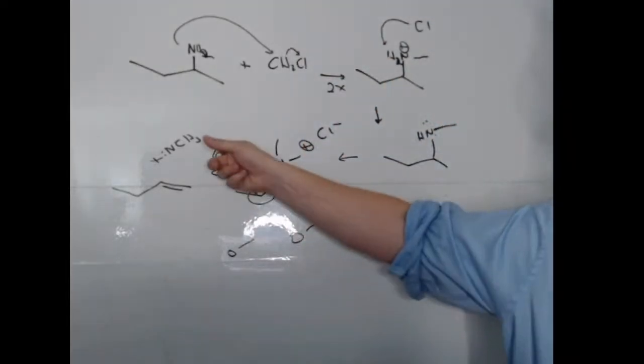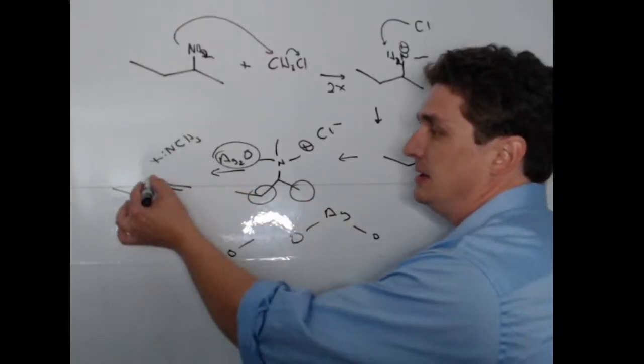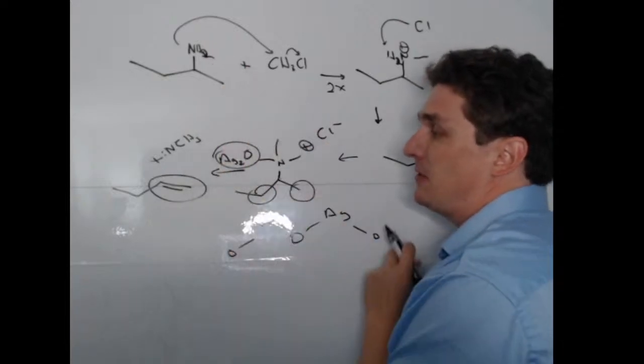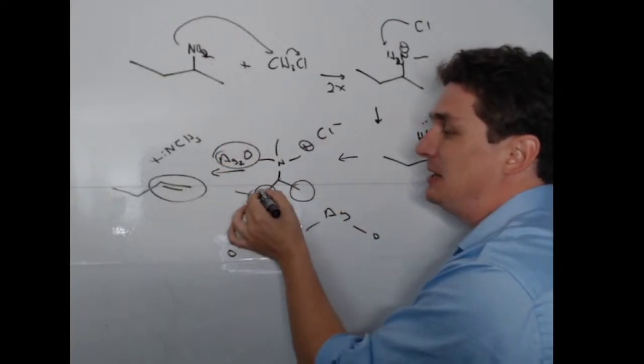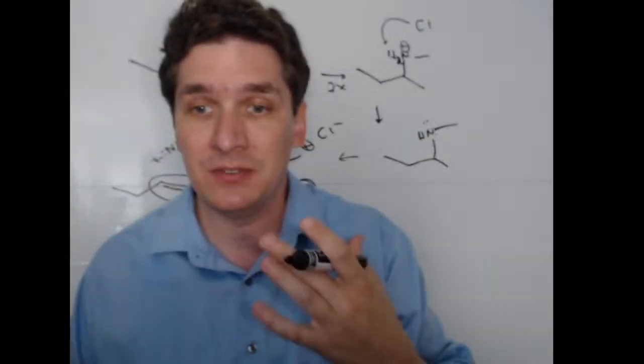But once you throw the silver 1 oxide in there, that's when you end up generating an alkene, particularly one that follows the anti-Zaitsev rule. Instead of eliminating from here, it'll eliminate from here. And again, this is primarily purely by merit of steric hindrance.